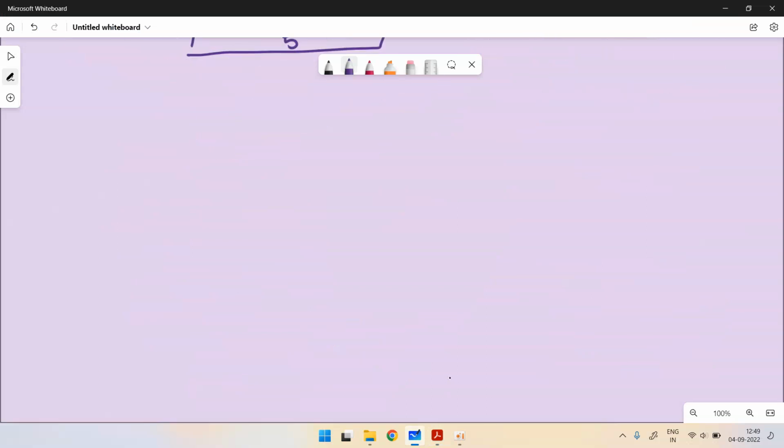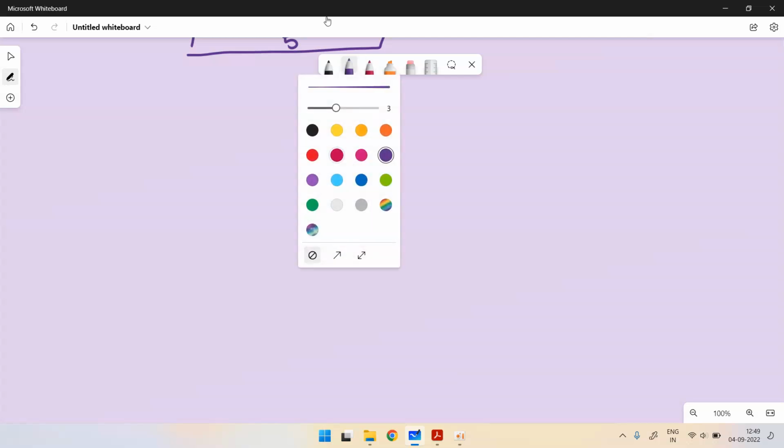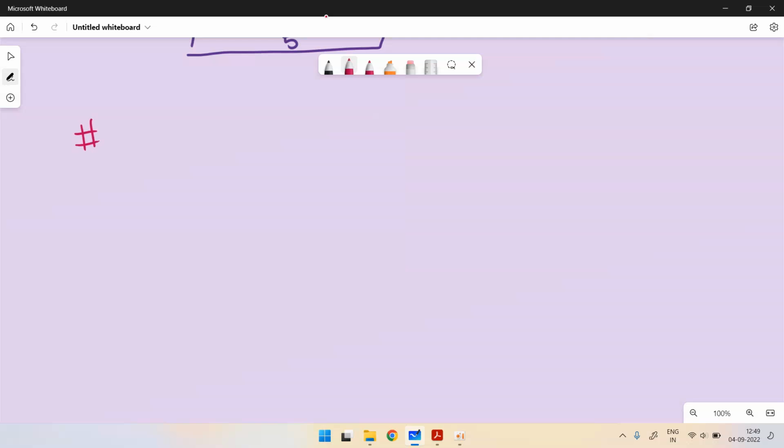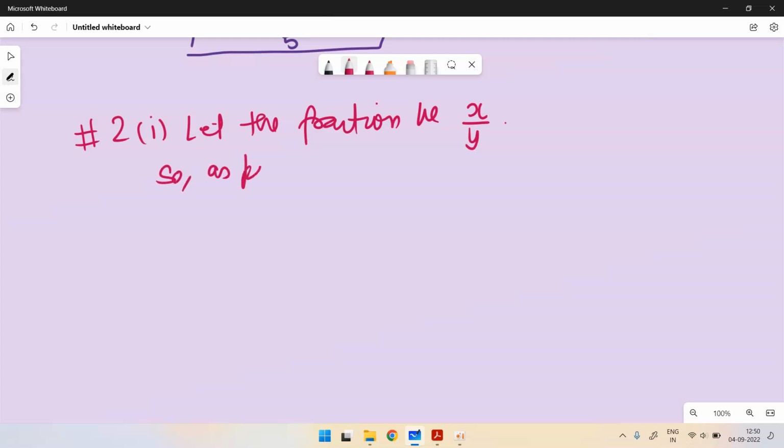So let me extract the fraction. First part, let the fraction be x by y. I'm taking it as x by y. So as per the condition given in the question, what is the condition given in the question?